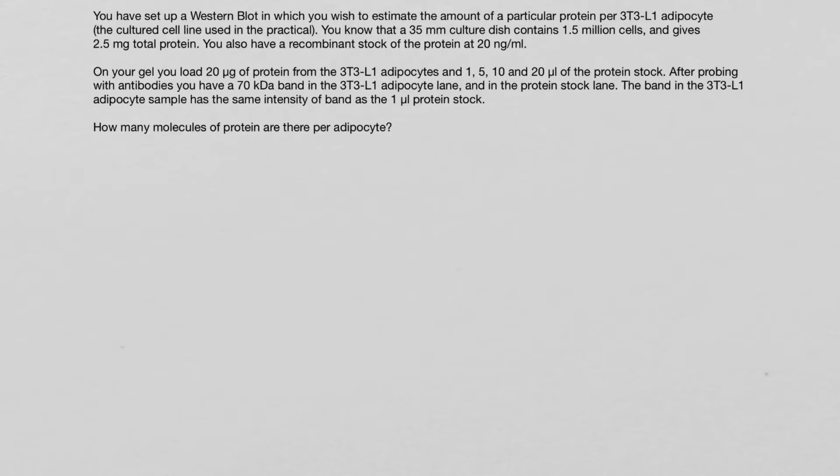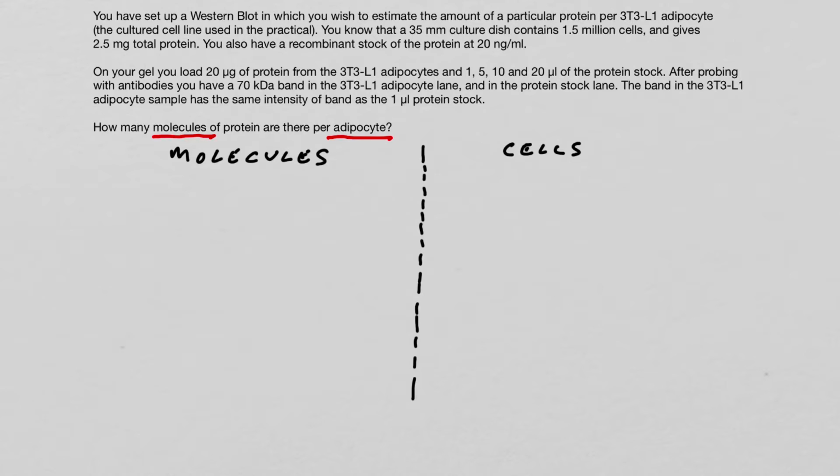At first glance this looks like a really complicated question, but it is in fact just asking how many molecules of protein there are per adipocyte. So the two things we need to calculate are the number of molecules and how many adipocytes we have present. So let's start by looking at the number of cells, the number of adipocytes.